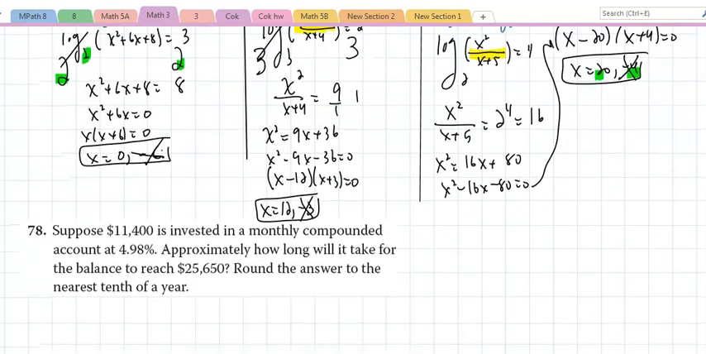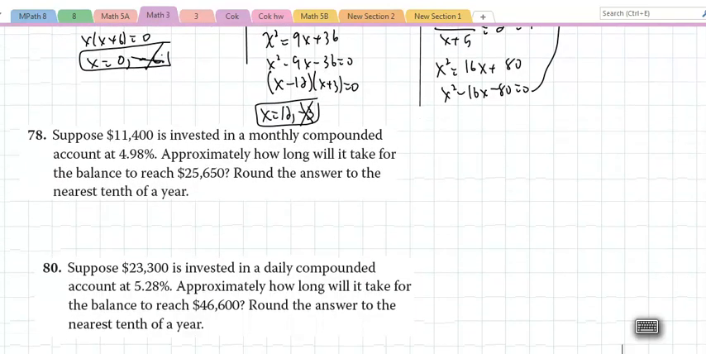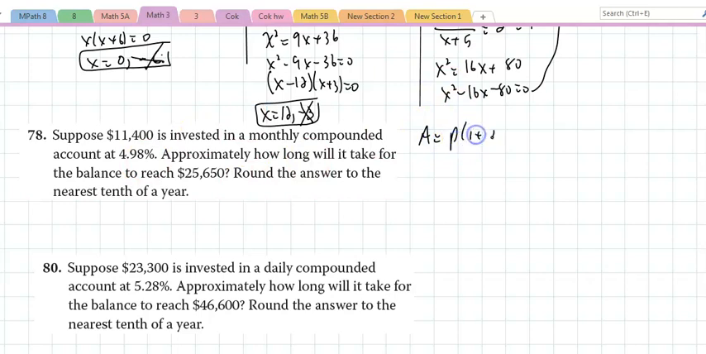Now we want to look at a couple of more problems. If you recall, the formula was A equals P times 1 plus r over m raised to the n t. Or if it's continuous, there it is. Well, suppose $11,400 is invested. That's P. And compounded monthly, that means that's a 12.